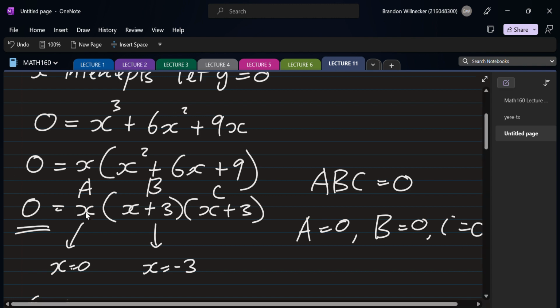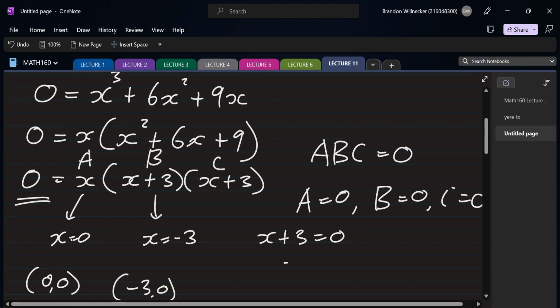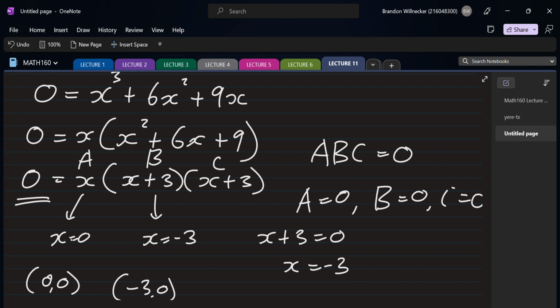So we just looked at each one individually. For the first one, x could be 0. x plus 3 could be 0. If x plus 3 is 0, we take the 3 over, so then x equals minus 3. And for that third one, we get the same answer, so we don't need to worry about that. So you would take each bracket, set it to equal 0, and then solve for x. Whatever brackets you get, you set to 0, and then solve.